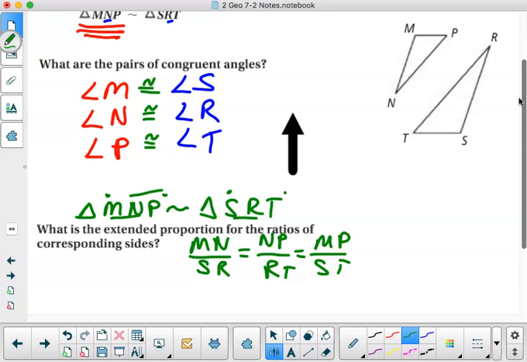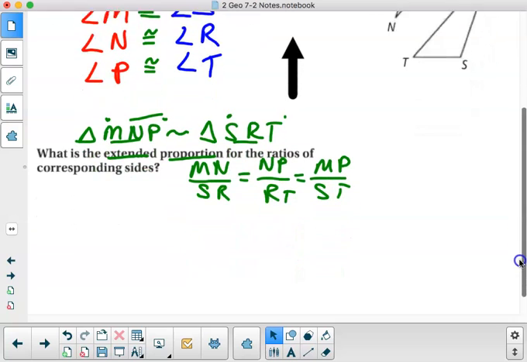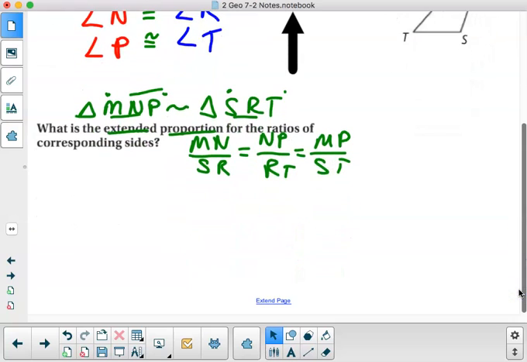Keep in mind I did the same order each time, and that's my extended ratio for this set of two triangles. MN over SR is equal to NP divided by RT is equal to MP over ST. Now I could have done the reciprocal of those, but I'd have to do the wholesale reciprocal of the entire relationship. Those are the extended proportion of the ratios of corresponding sides of those triangles. So keep that in mind, what that means. Corresponding sides are going to be an important thing for us to keep in mind.